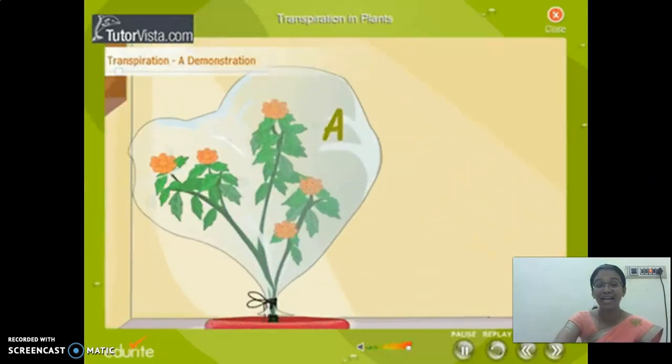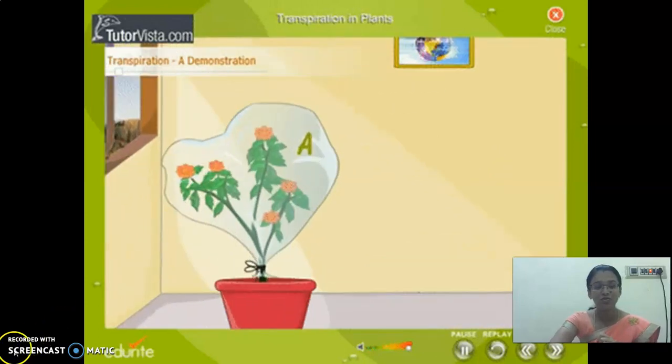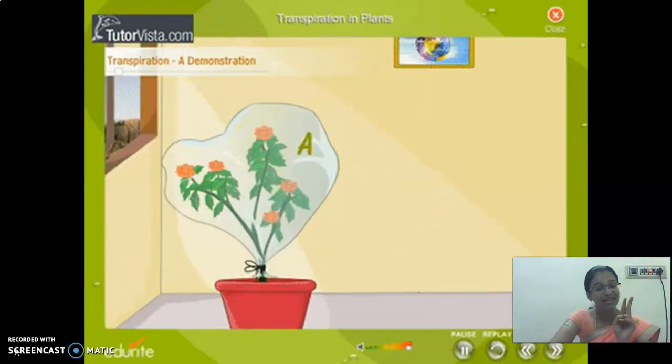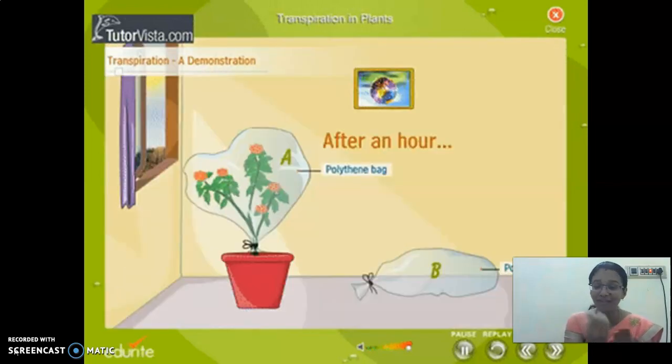So you have an activity to perform to confirm this process of transpiration. Okay children? Take the required things. The required things are 2 polythene bags. Take them and tie one to a plant in a pot that is healthy and good. Tie it as shown in figure A. Tie a polythene bag to a plant as shown in figure A.